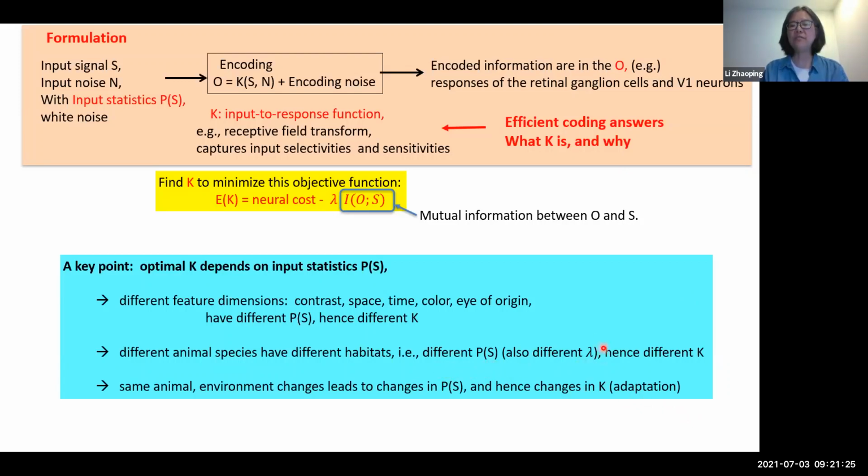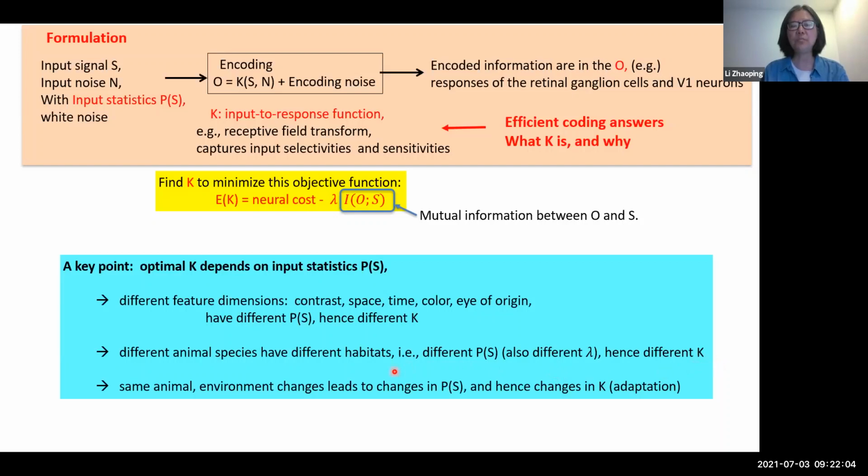And sometimes you may even have different lambda. Now, what is this lambda? Lambda characterizes the trade-off between the good and the bad. Cost is expensive and bad, so you want to minimize it. Mutual information is the good thing, you want to have it. But nothing is free. You got to pay the cost in order to get it, and how much you are willing to pay is set by this lambda. So different animal species may have a different affordance. I can afford to pay more and another species can afford to pay less. That can also enter, and because of that you can have different residual fields for different animals.